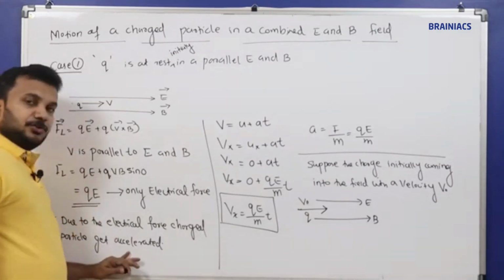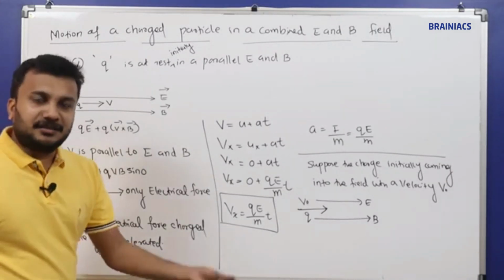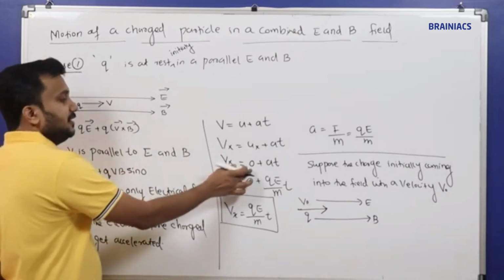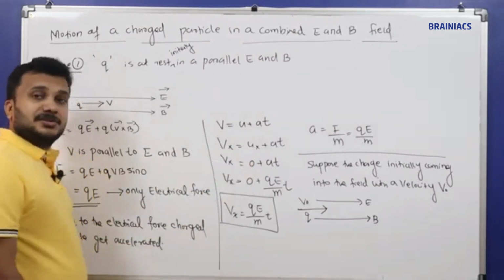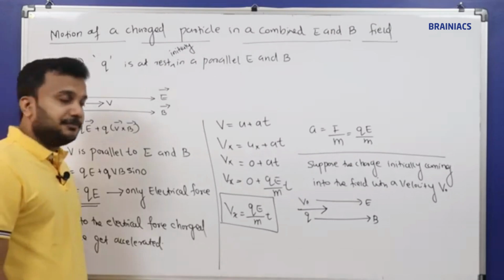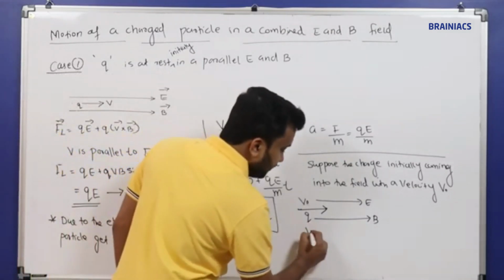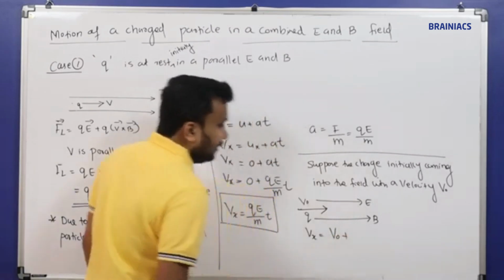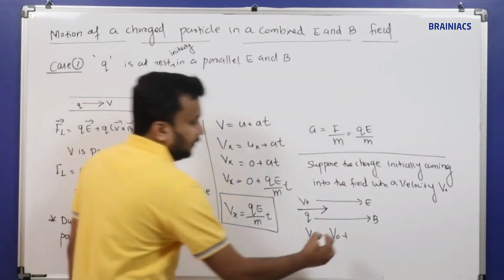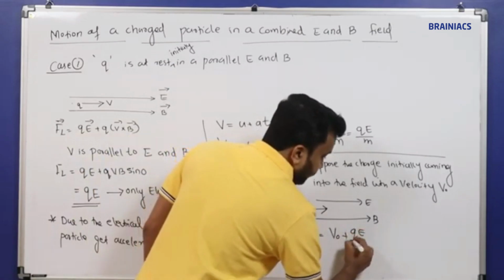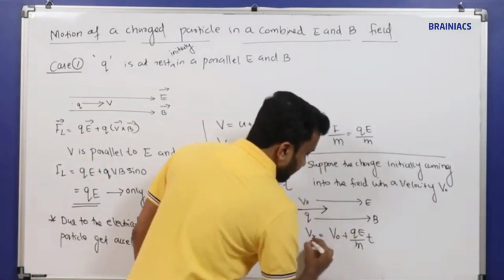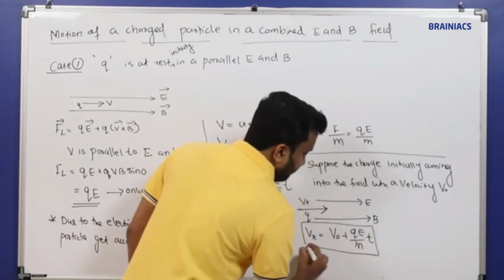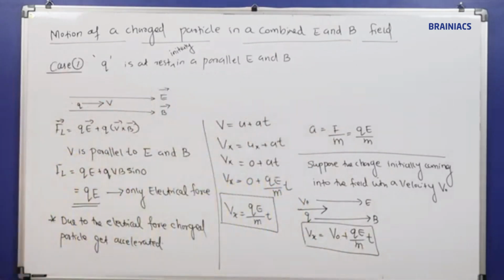Here up to this one no changes, the electric field will accelerate it. But the point is the initial velocity here is not 0 because it is not starting from rest. In this case, what is our Vx equation? Vx equals initial velocity v0 plus the same acceleration, force by mass, QE by m into t. This is an alternate case.